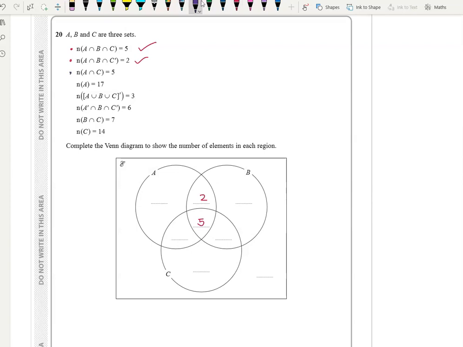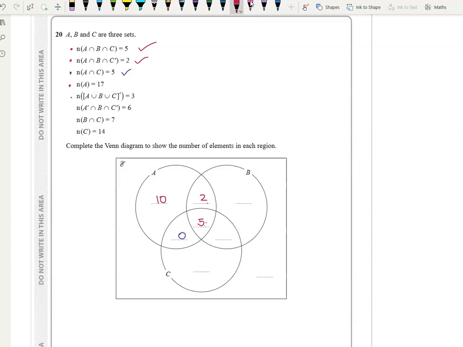Third one, the number of elements in A intersection C is 5. So common for A and C, circle A and circle C, this area, the total number of elements is 5. We already wrote 5, so there is no element left here, so here it will be 0. Next one, the total number of elements in set A is 17. So it means circle A, when you add up all the elements, we should get a total of 17. We already have 5 plus 2, 7. So the remaining will be 10. So we can write in the remaining part as 10.